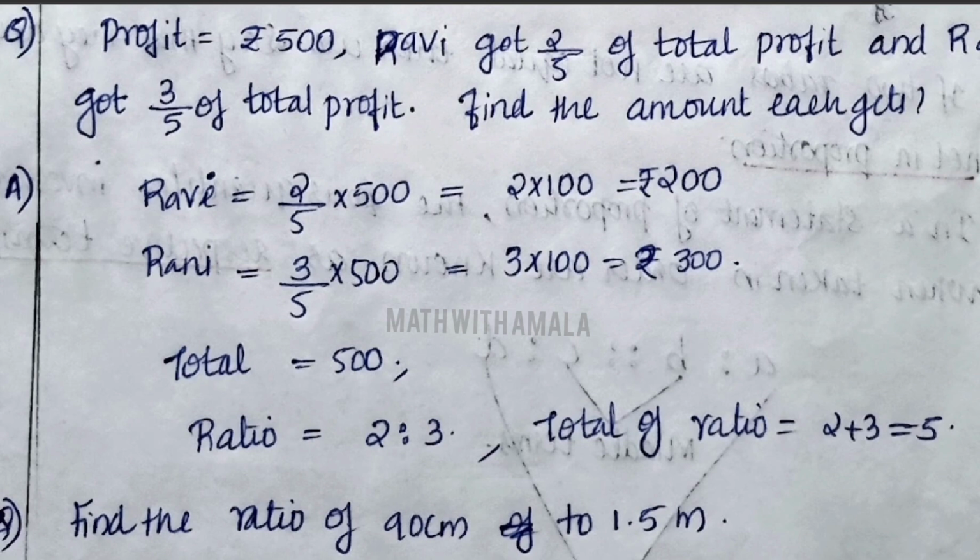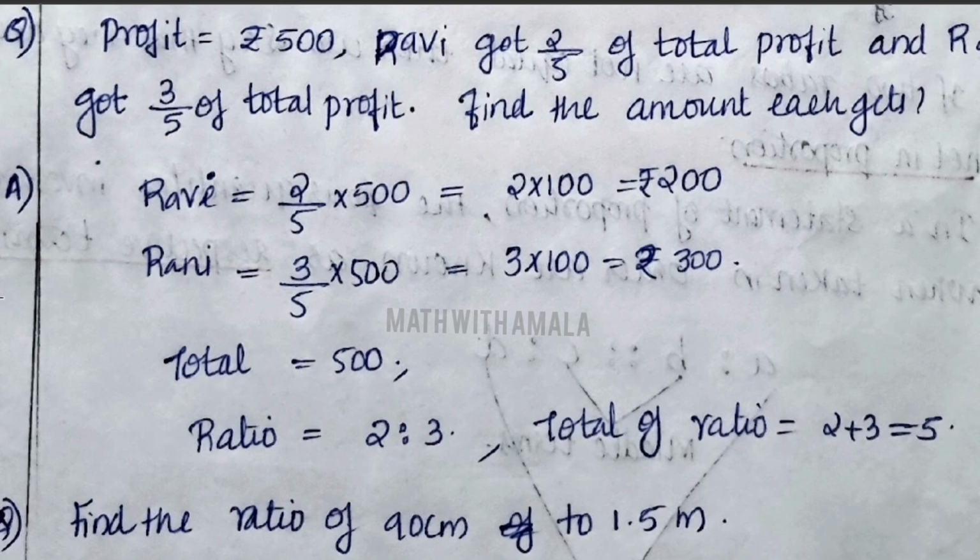Now what is the total? 500, and the ratio is 2 is to 3. So the total in ratio form you can write 2 plus 3, that is 5. You got this ratio from 200 is to 300, and you have to represent the ratio in the smallest form. Thus we can write the ratio is 2 is to 3 and the total is 2 plus 3, that is 5.